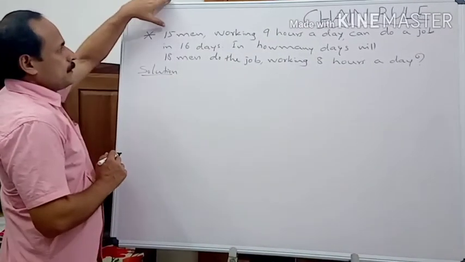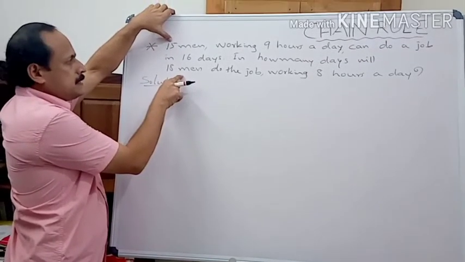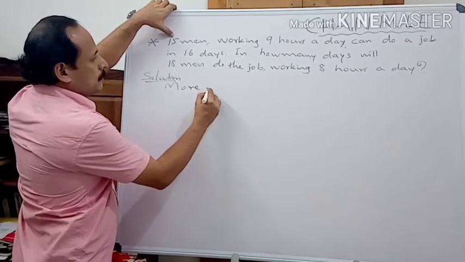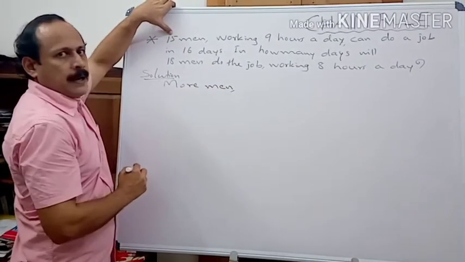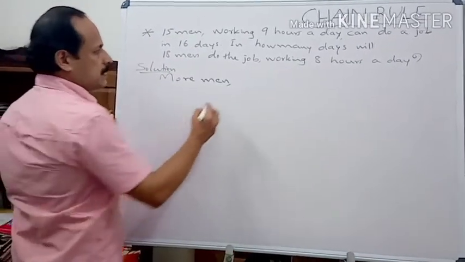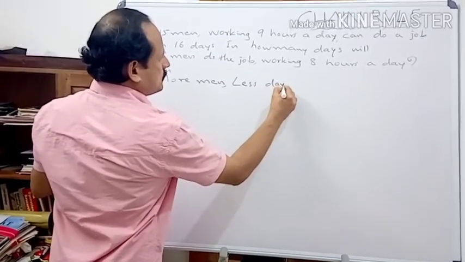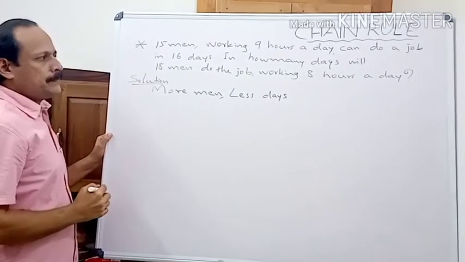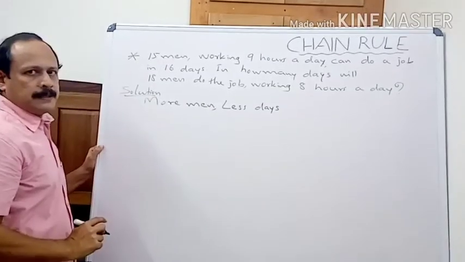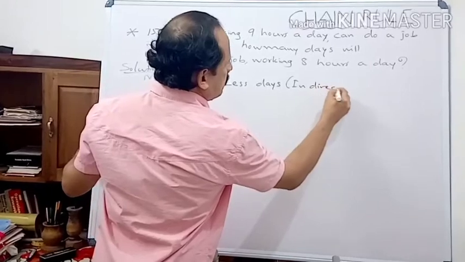And 15 men increases to 18 men. Therefore, we write more men. When number of men increases, number of days to complete the job decreases. Therefore, less days. More men, less days. Therefore, they are in indirect proportion. We write here indirect proportion.